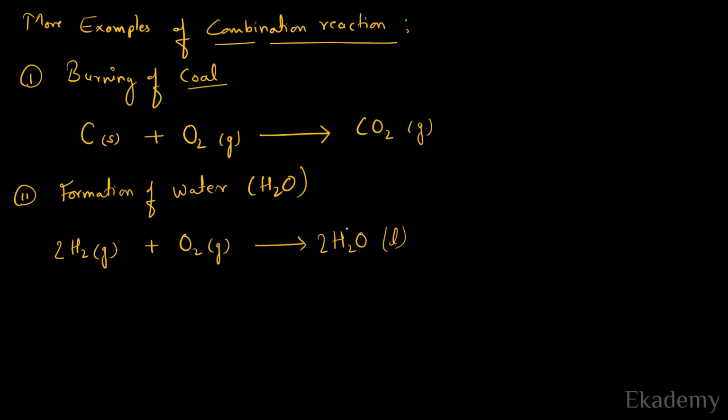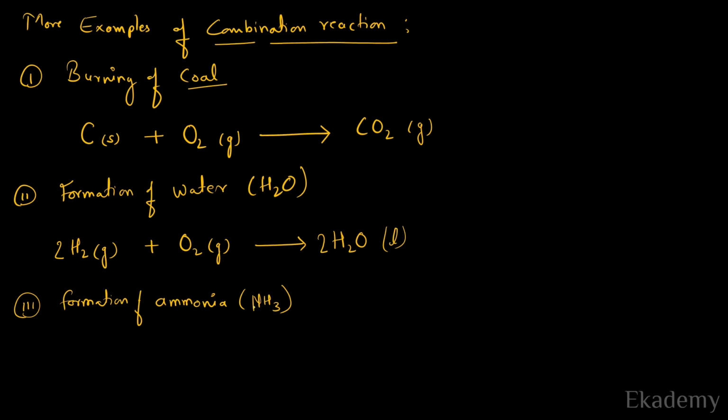Now this is balanced. So what is happening in a combination reaction? Two substances are combining to form a single product. Let us see one or two more examples. Formation of ammonia. Ammonia is a gas and it has several industrial uses. Ammonia is NH3. It is a gas.